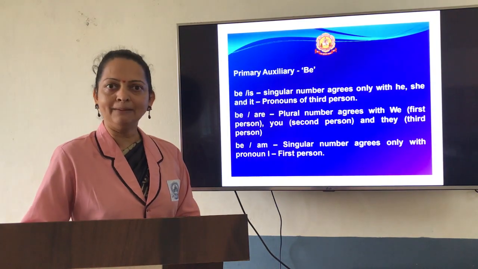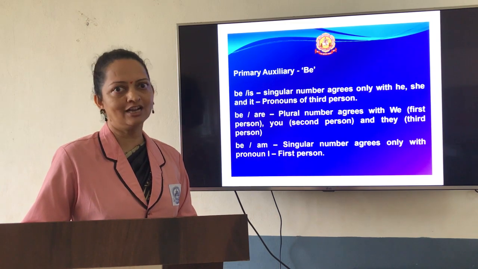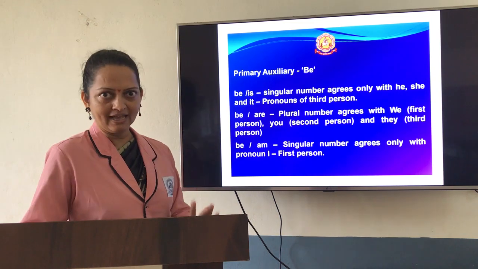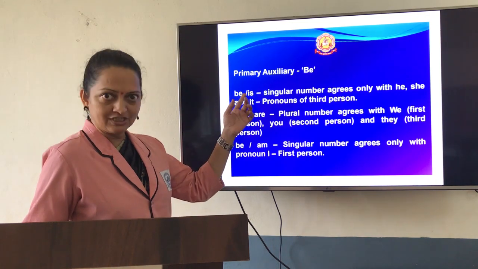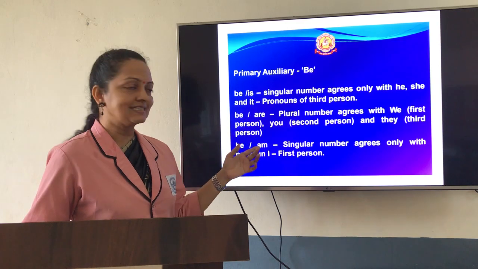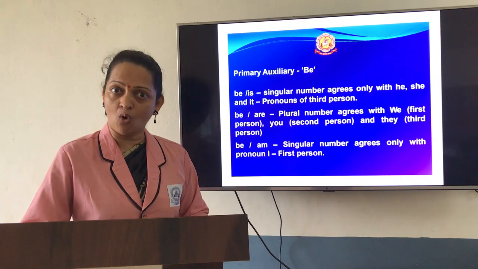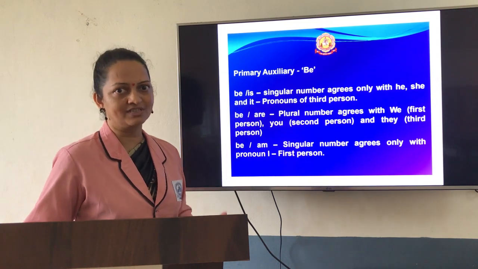We have 3 primary auxiliaries: be, have and do. So first we'll see be. Be itself has got 5 forms. You can see over here, it is used as is, it is used as are, it is used as am, it is also used as was and were. So we are going to see about these be forms, how they are used in a sentence.